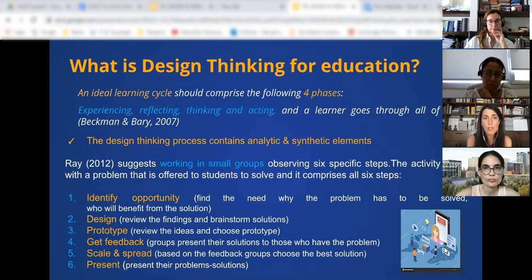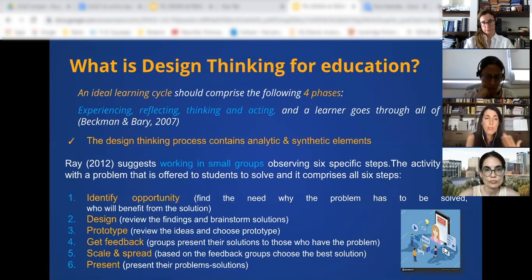One very nice implementation of design thinking for education has been done by Ray, who has worked in small groups. What he suggests as an implementation of design thinking in education is that you can, for example, introduce a problem to the students and try to solve it. And then you can see how they work in those 6 different phases. That was the word that I was searching for, the phases. In the first phase, we try to see and identify, for example, a problem and why there is a need for it to be solved, and who will benefit from this solution.